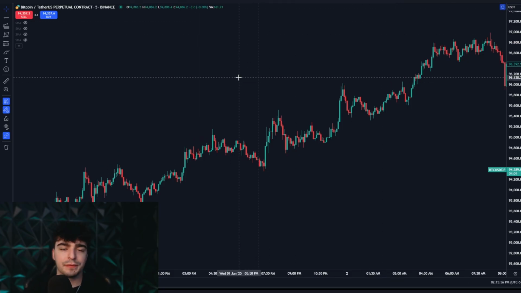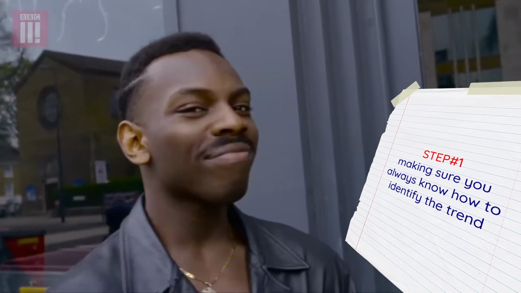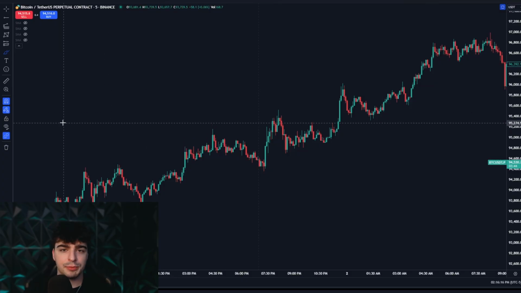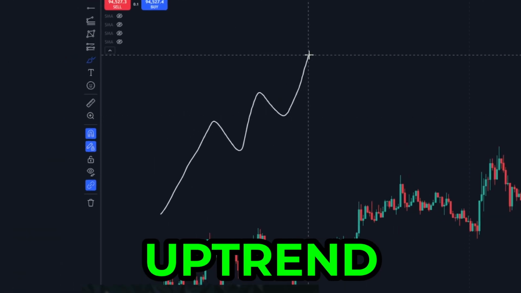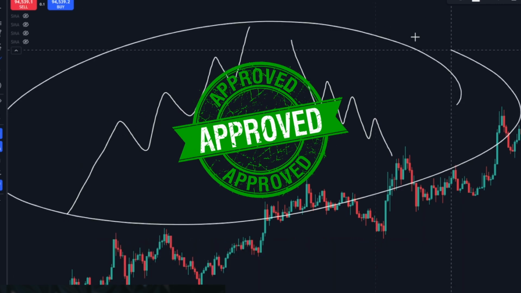Okay, so let's dive right into it. The first step is making sure you always know how to identify the trend because this is a trend trading strategy. We all know that an uptrend is defined by higher highs and higher lows, and a downtrend is lower lows and lower highs. This is like the basics of trading.